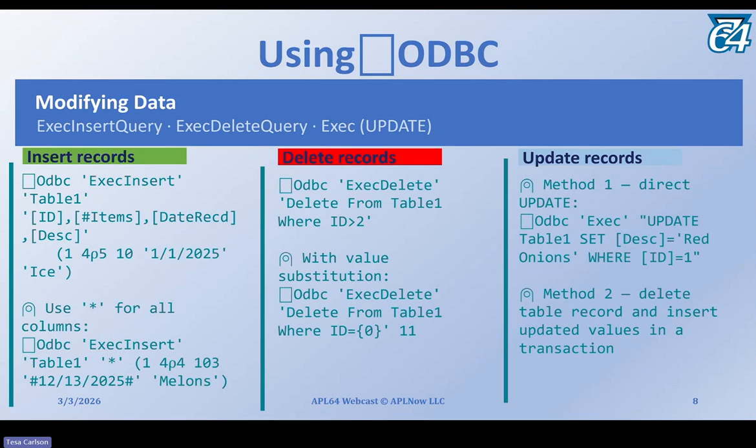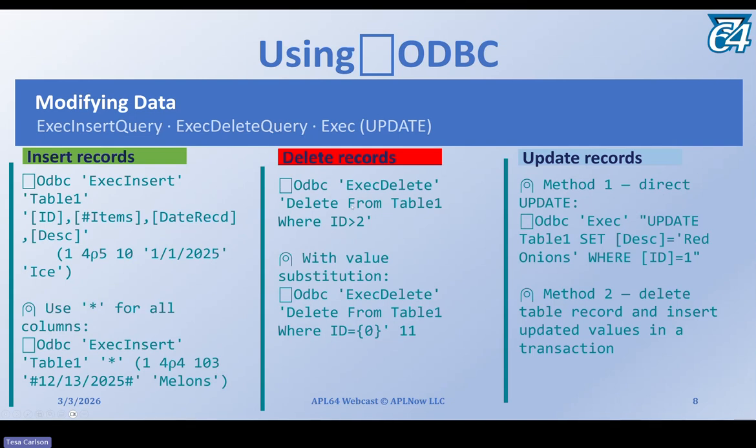The first right argument for the exec insert action is the table name. The second right argument is the comma delimited text with the selected ODBC table column names, or you can use an asterisk to indicate all table column names. The last argument here is the APL64 data. It's a matrix containing the APL64 values to be inserted.